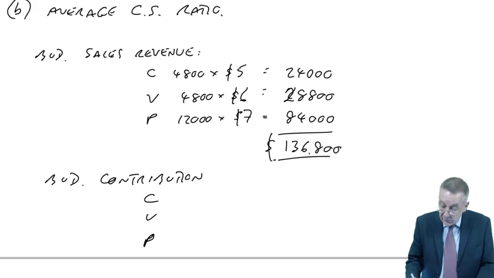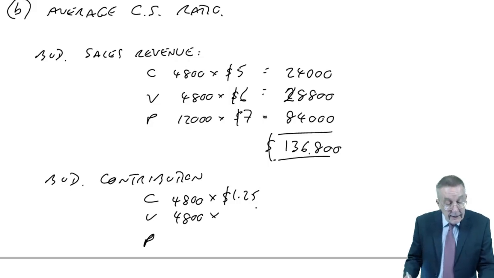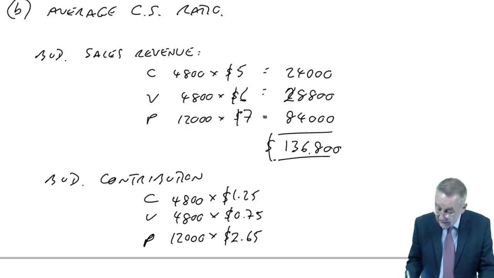Well, again, C 4,800, but the contribution per unit is $1.25. For V, 4,800, 75 cents. And for P, 12,000, $2.65.